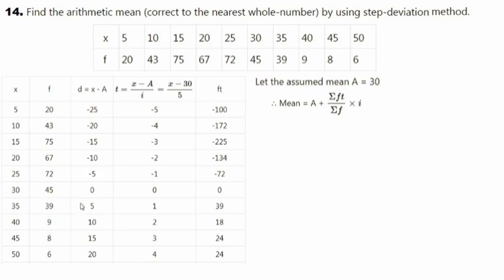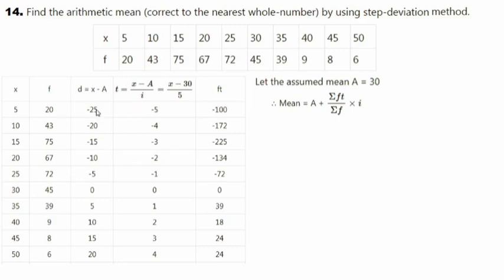35 minus 30 is 5. 40 minus 30 is 10. Again 45 minus 30 is 15. 50 minus 30 is 20. So this is how we calculate x minus a. Now all of you know the value of I is 5. So we divide x minus a by I, that gives you t. So x minus a is this much, and we divide this by I, which is 5.